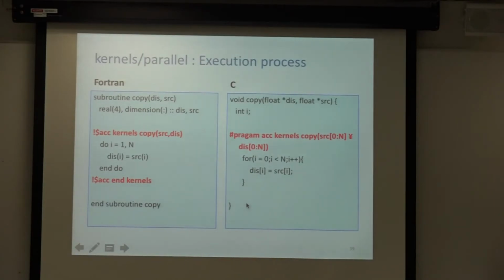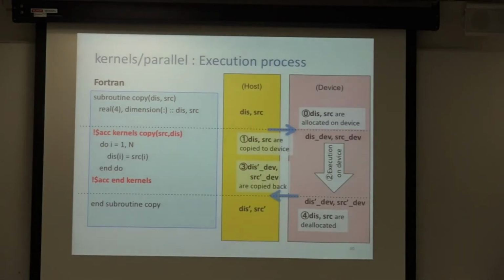So this is the execution process of the kernels directive and parallel directive. At the start of the kernels region, target arrays are allocated on device memory, and the data is copied to the device. Then the loop is executed on the device, and the results are copied back to host memory, and device areas are deallocated. This is the kernels process.